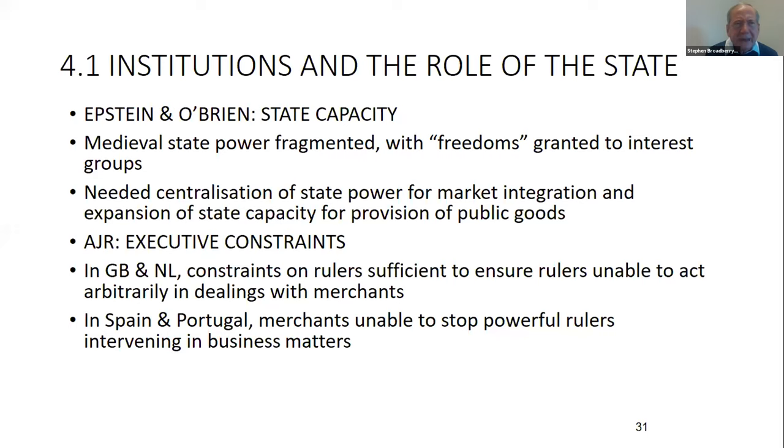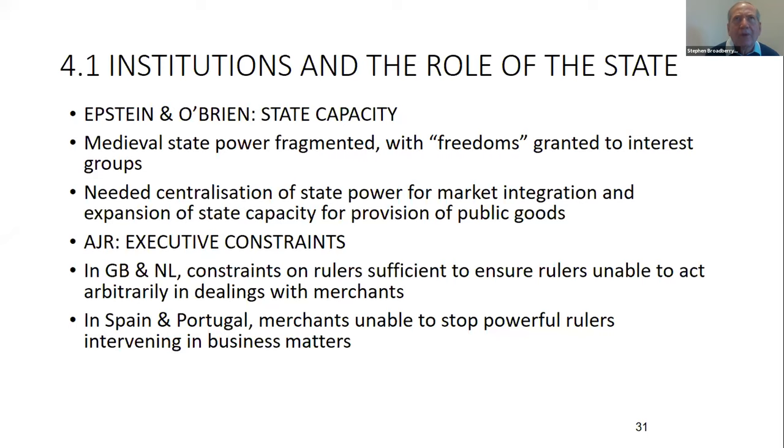So Epstein and O'Brien are perhaps the key writers on the state capacity side. They're looking at the world through the idea that medieval states were too weak.